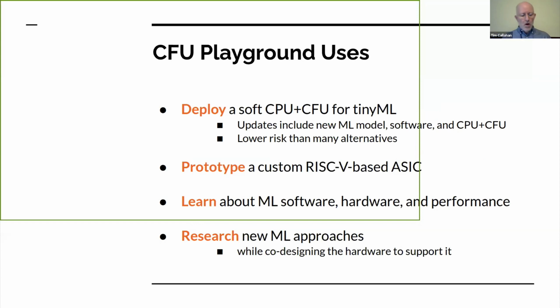Okay, so how could you use it? You could actually deploy this as a solution for your edge ML in your product. You might lose a little performance off the top compared to a hard solution, but one key benefit is that when you send an update to add new features or exploit new research in ML, you're sending not just a new ML model and software, but you're actually sending a new CPU, a new processor with your new extensions every time you do an update.